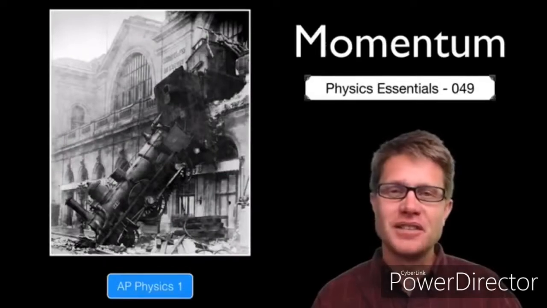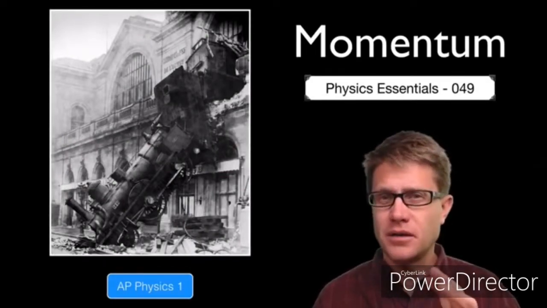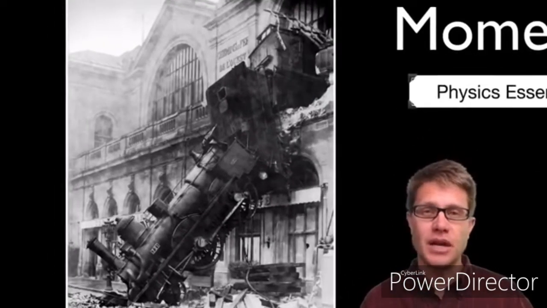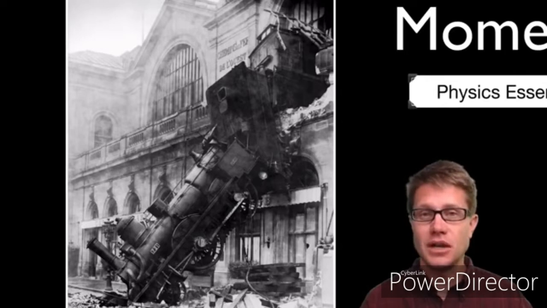Hi, it's Mr. Anderson, and this is AP Physics Essentials video 49. It's on momentum, which is just the product of the mass of an object times its velocity. In 1895, a train was headed towards Paris. They were a little bit behind schedule, didn't apply the brakes in time, and it came shooting out through the train station. What was their problem? They had too much momentum.